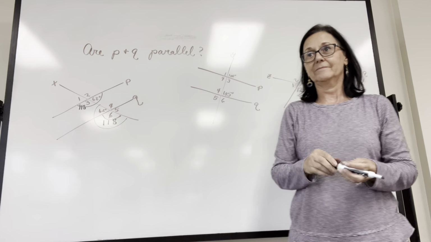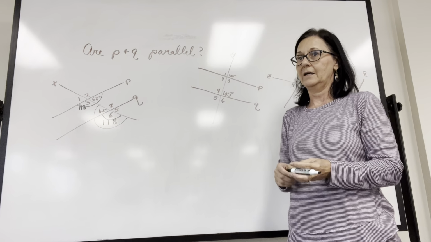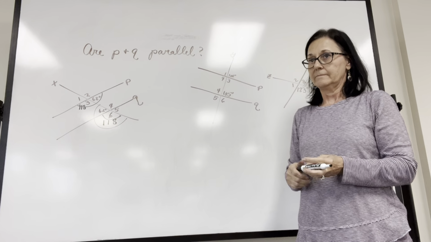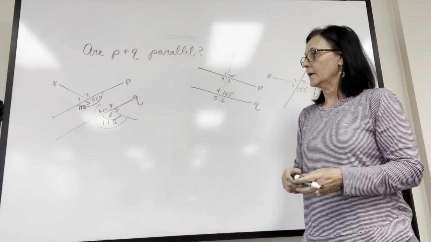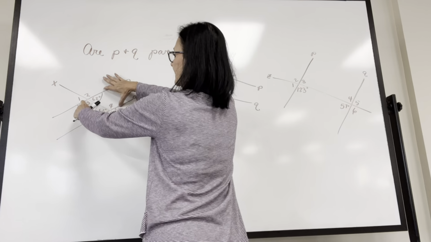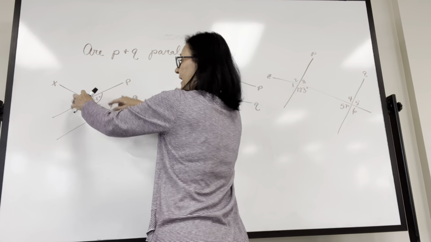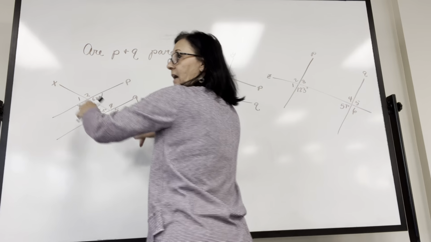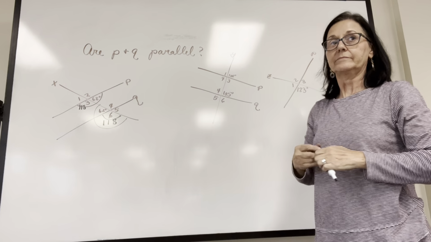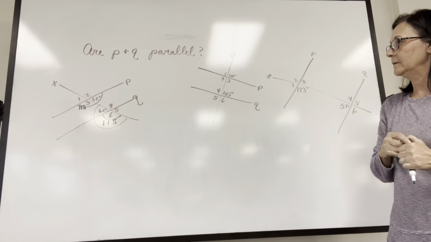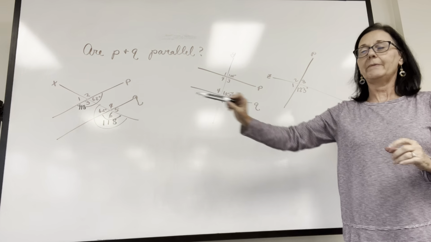Yes, Ari? So, what determines on parallel lines what's interior and what's exterior? Interior is interior to the parallel lines. Exterior is outside. Okay, that's simple. Okay, so yes, parallel.